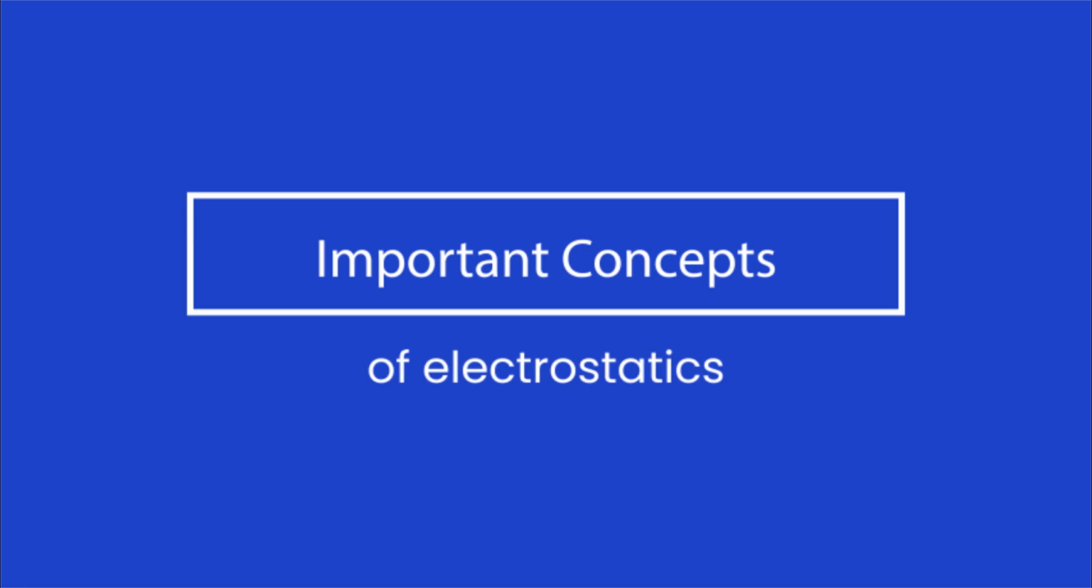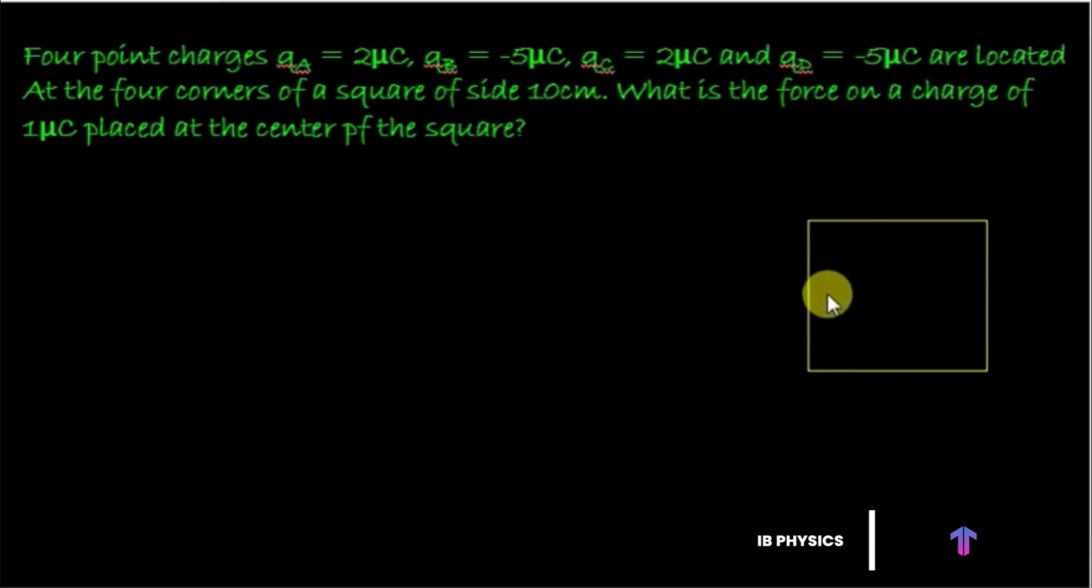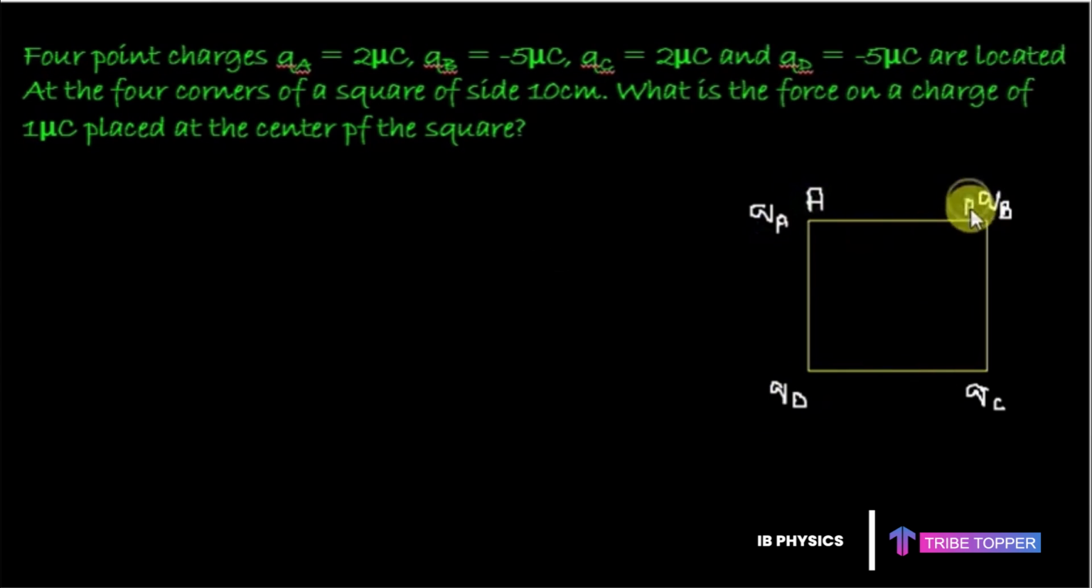You're watching this video on important concepts of electrostatics for grade 12. In this video, we have a numerical which says that four point charges QA, that is 2 microcoulomb, QB, that is minus 5 microcoulomb, QC, which is minus 2 microcoulomb again, and QD, which is minus 5 microcoulomb, are located at the four corners of a square ABCD.